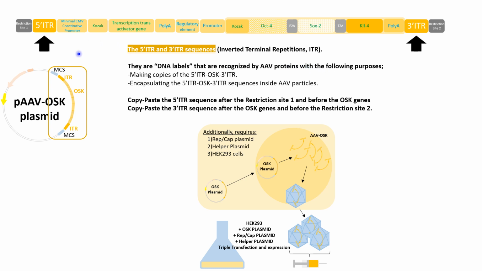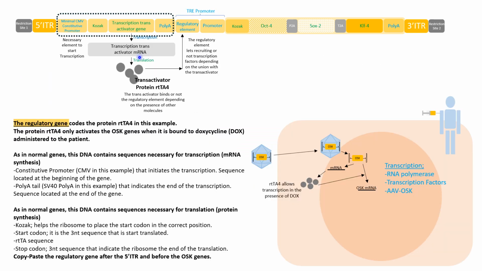So very easy. The labels that are responsible for making many copies of the OS genes and encapsulating them inside the adeno-associated virus, the way to do it is copy pasting the 5' ITR before the OS genes and the 3' ITR after the OS genes. Very easy. Let's go for the next piece of information.